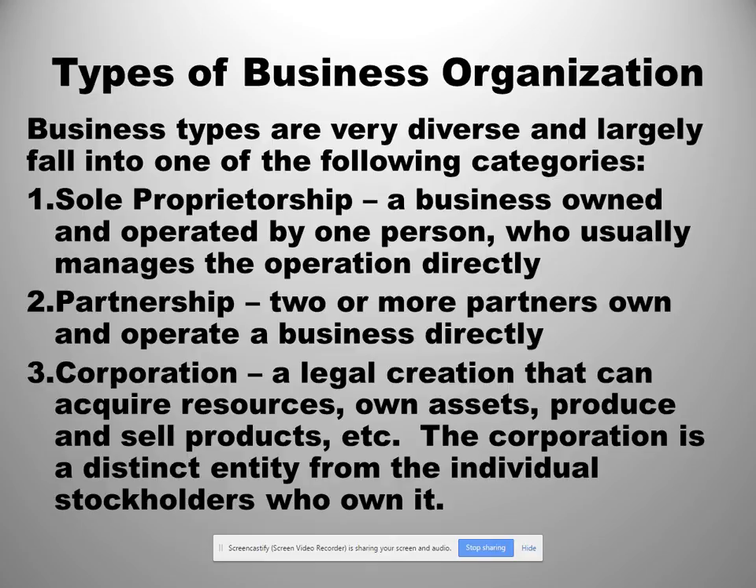Now, as businesses grow, sometimes they become partnerships. Two or more partners, can be 100, can be two. They own and operate the business directly. They usually have equal shares in the business. These businesses can grow fairly elaborate. Law firms largely are elaborate forms of partnership in America. Accounting firms, consultants, medical professionals often organize themselves in partnerships.